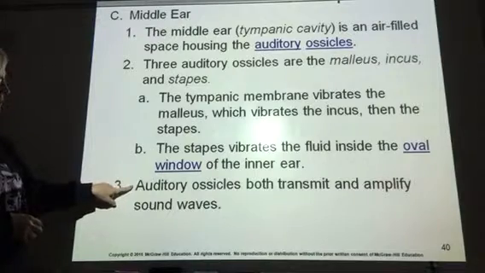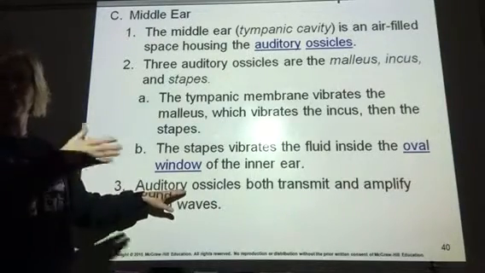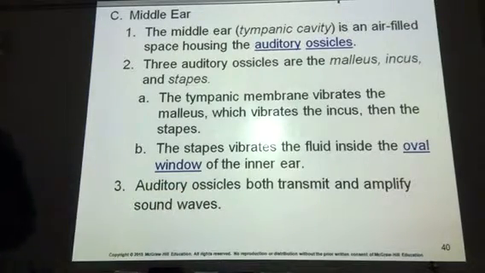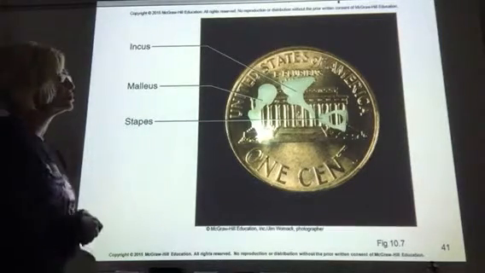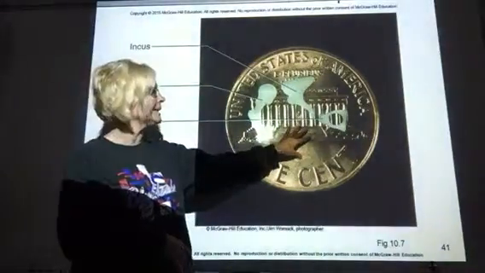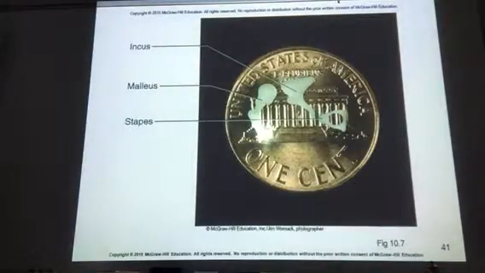So the function of auditory ossicles, they transmit sound waves. They're going to carry them through, they vibrate. And they also amplify, because they are a solid material. They make that sound wave a little bit louder. And here is just a good picture to show these are the tiny bones. So if I put those bones on a penny, you can see how tiny those bones actually are.